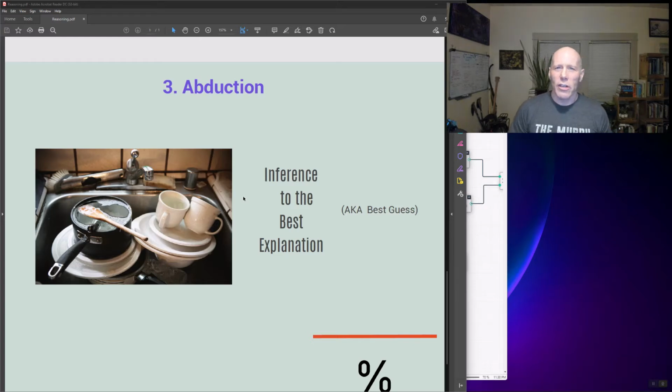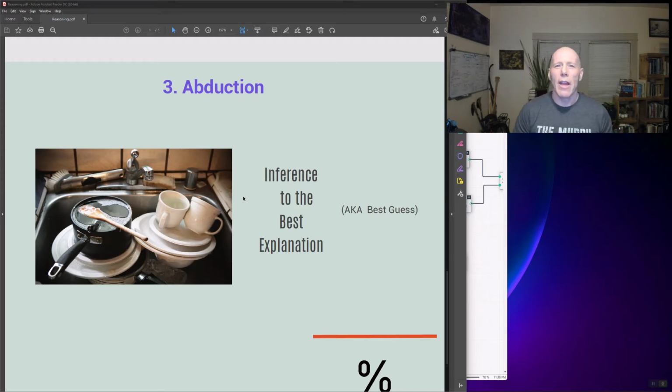So abduction is sometimes called inference to the best explanation. And the way this works is, imagine you went to bed and your sink was clean. And when you wake up in the morning, you walk out into the kitchen and you see a sink full of dishes and pots. And you go, I'm guessing my roommate or my spouse or whoever happens to live with you got up in the middle of the night and made a giant meal and then left all the crap sitting in the sink.